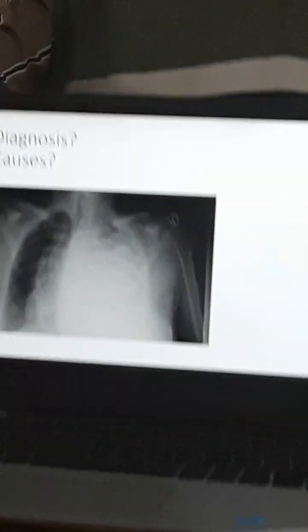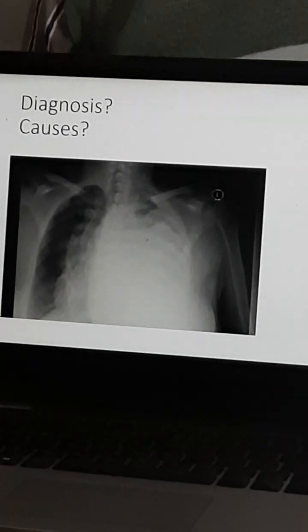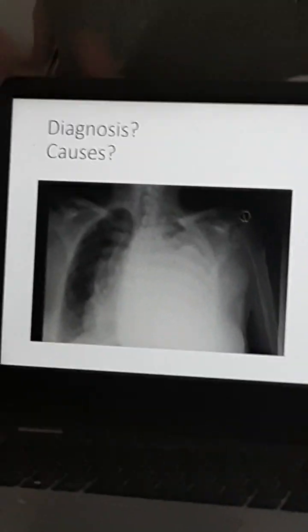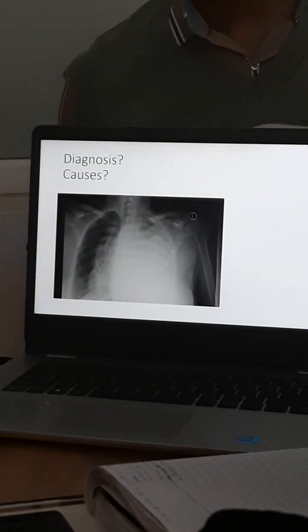Now start diagnosis. To diagnose, what do we have to tell in an X-ray normally? Please look at that diagram. Of AP or PA view, normally generally we take all the respiratory X-rays in PA view. So what is the pathology in that?